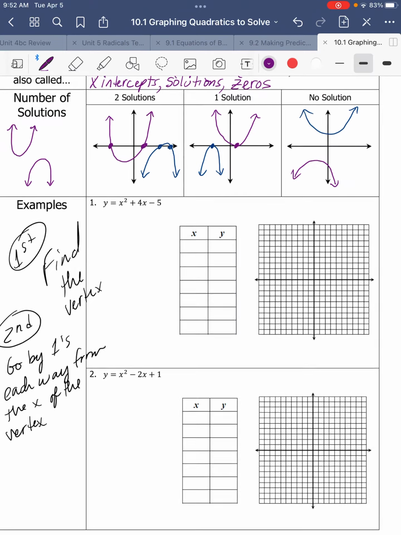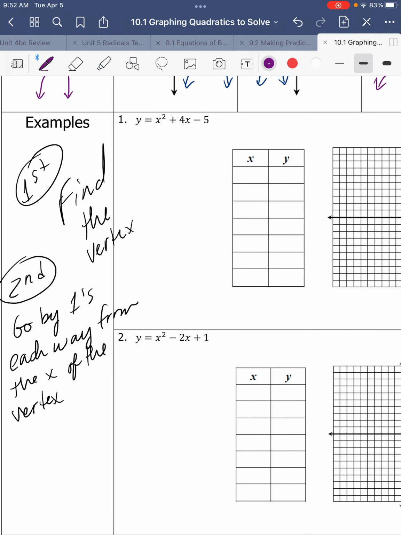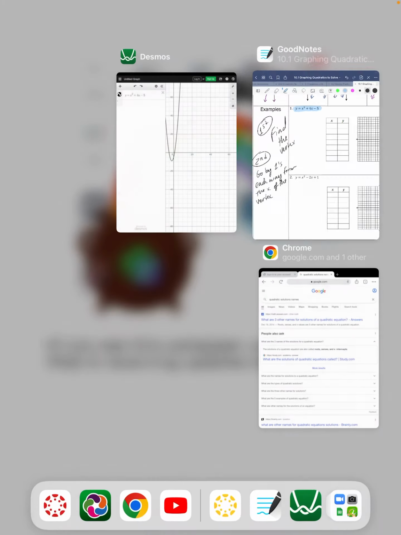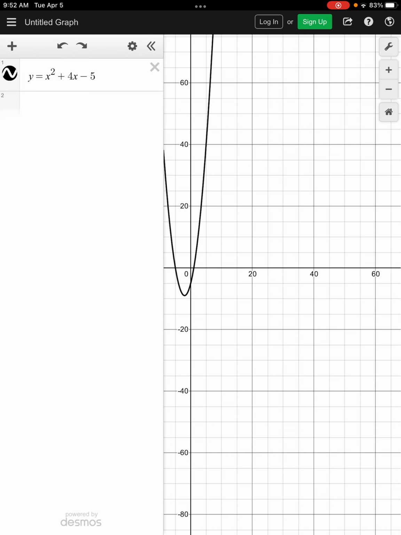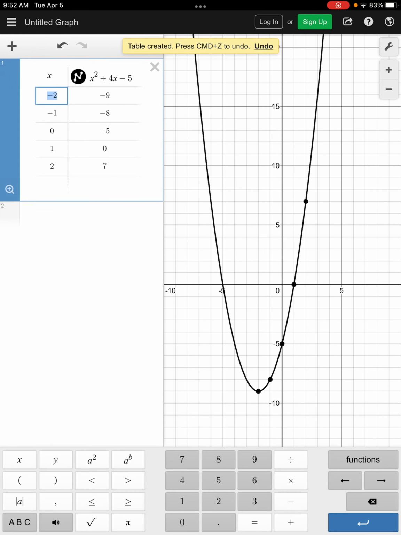All right, let's take a look at number 1 here. What we're doing is finding the vertex, and we're going to do this through Desmos. I'm going to take this function, y equals x squared plus 4x minus 5, and put it into Desmos. So here it is in Desmos. We're going to use the table. So we're going to go to the little wheel up here, the little cog, and hit the tables. And now I get coordinates.